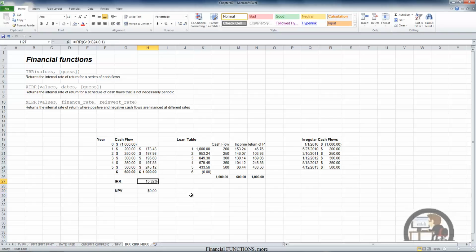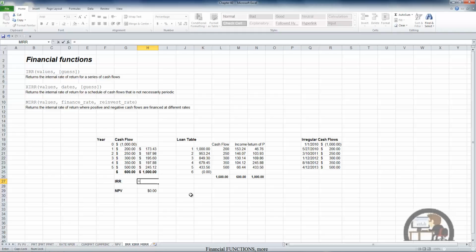And since we use the internal rate of return and we haven't built one yet, we're going to rebuild this internal rate of return function. Just keep in mind that what we're doing is determining a discount rate such that the net present value of all the cash flows equals 0.